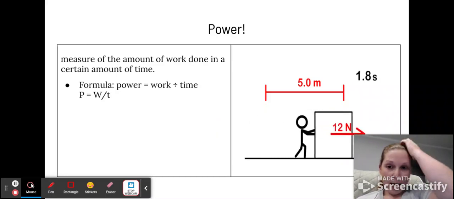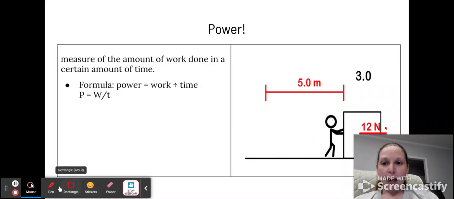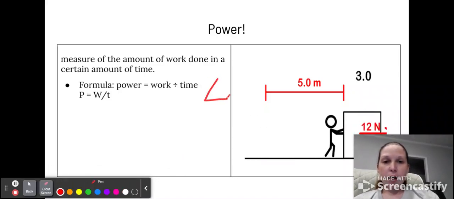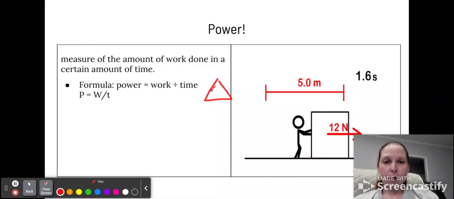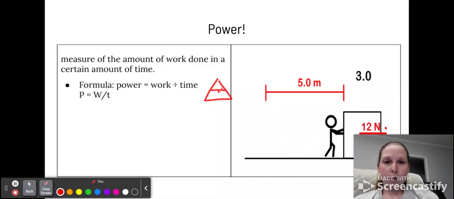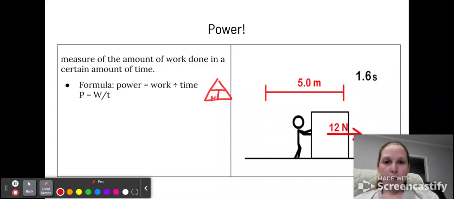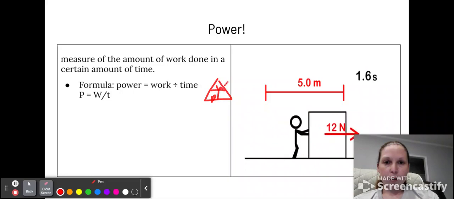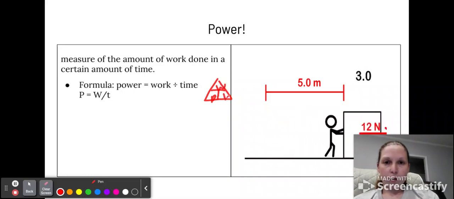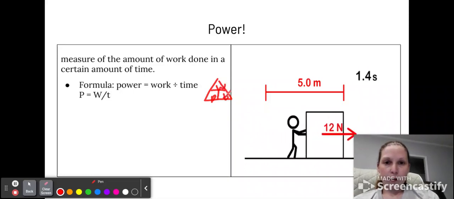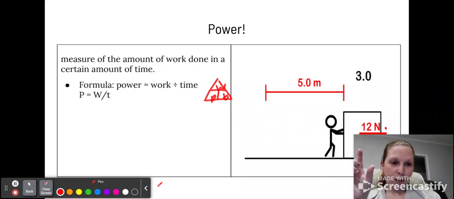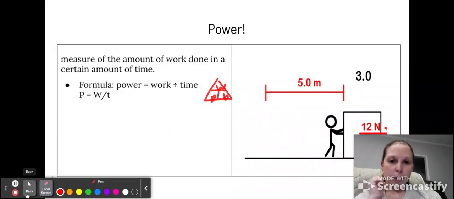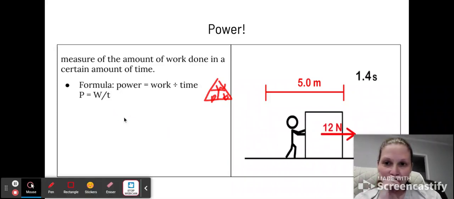You can have a calculation triangle here if you want one. You may want this in your notes. You've got P is equal to W up top over T. Work is on the top of your triangle, P is on the left bottom, and T is on the right bottom.